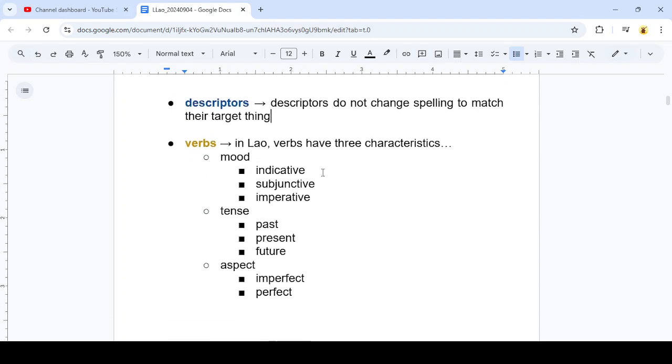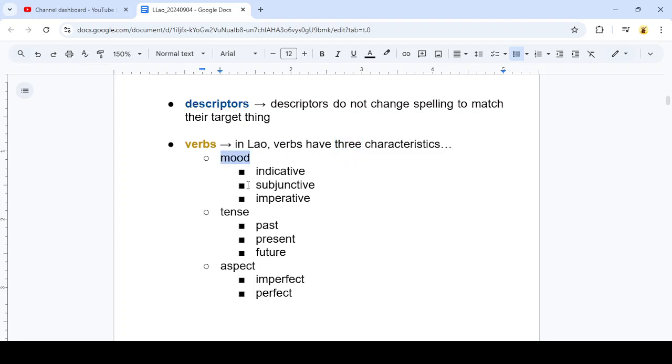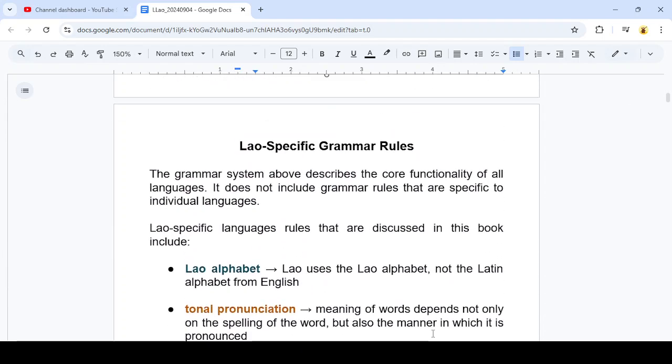And then finally, we have verbs. So Lao verbs have three characteristics. They've got mood, tense, and aspect. Mood is going to be indicative, subjunctive, or imperative. Tense, of course, is going to be past, present, or future. And the aspect will be either imperfect or perfect. So that's it for the summary of Lao grammar.